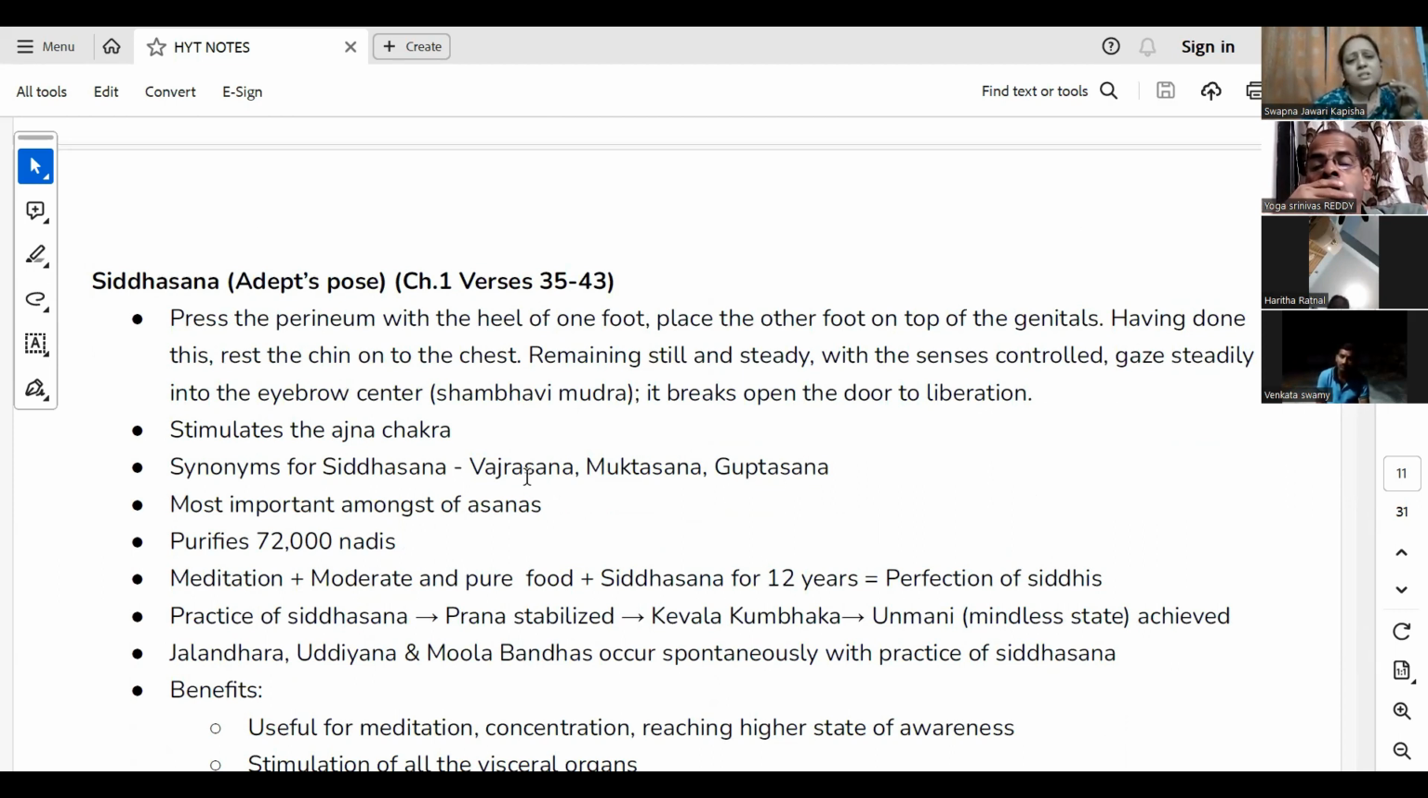Some points which you need to remember: what is the benefit of Siddhasana explained in Hatha Yoga Pradipika spiritually? The main spiritual benefit is it breaks open the door to liberation. That means it will help us to reach samadhi.